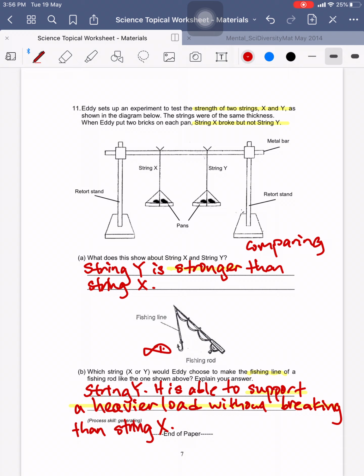All right, so do take note to use comparative when you are comparing between two materials. When you're comparing between, for example, string X or string Y, a comparative term must be used in your answer. All right, okay, so that's all for this worksheet.